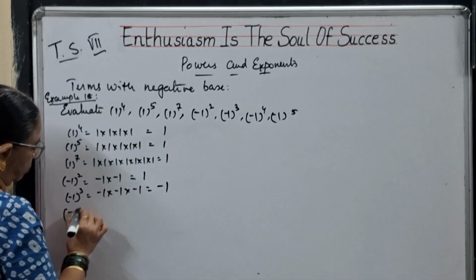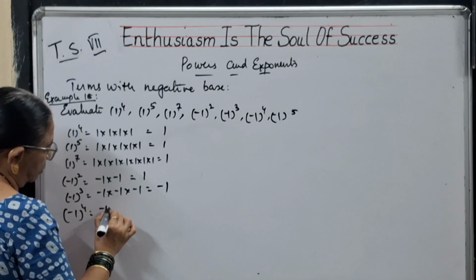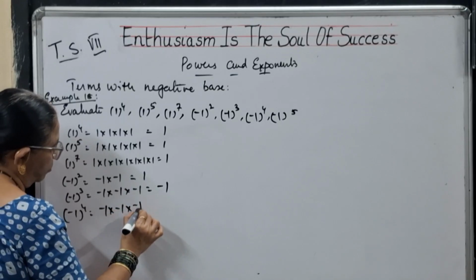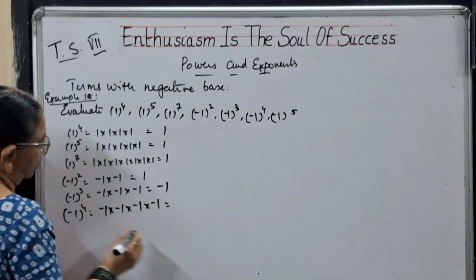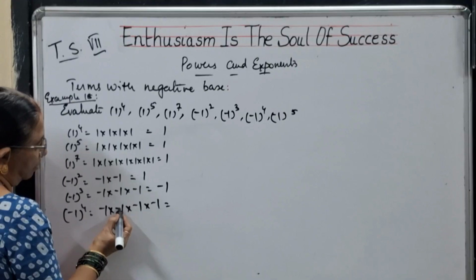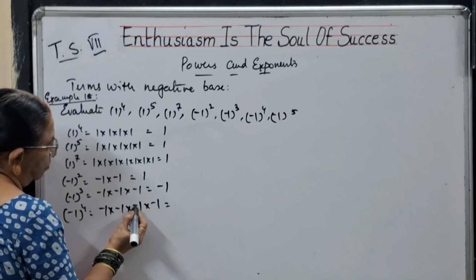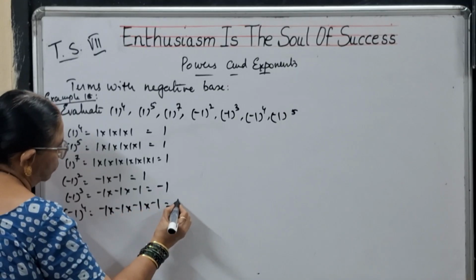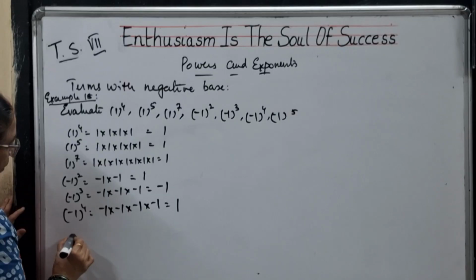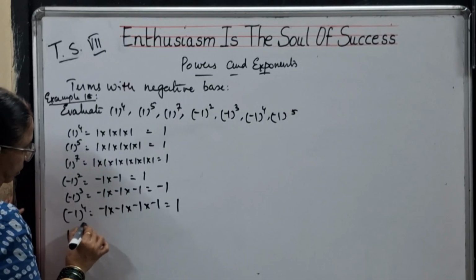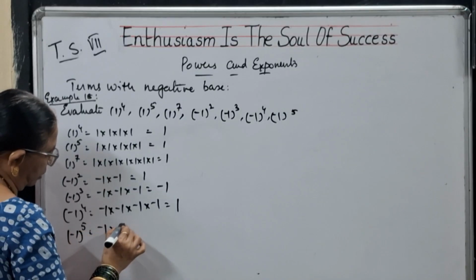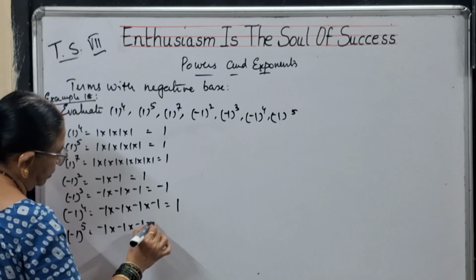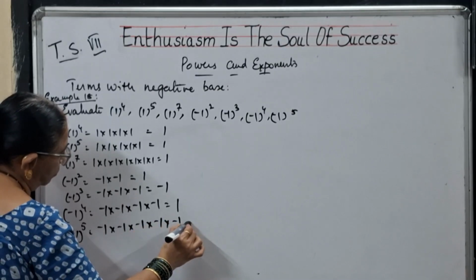Minus 1 whole to the power of 4. Minus 1 into minus 1 into minus 1 into minus 1. Here you see minus into minus plus, plus into minus minus, minus into minus plus. So 1 you are getting. Minus 1 whole to the power of 5. Minus 1 into minus 1 into minus 1 into minus 1 into minus 1.